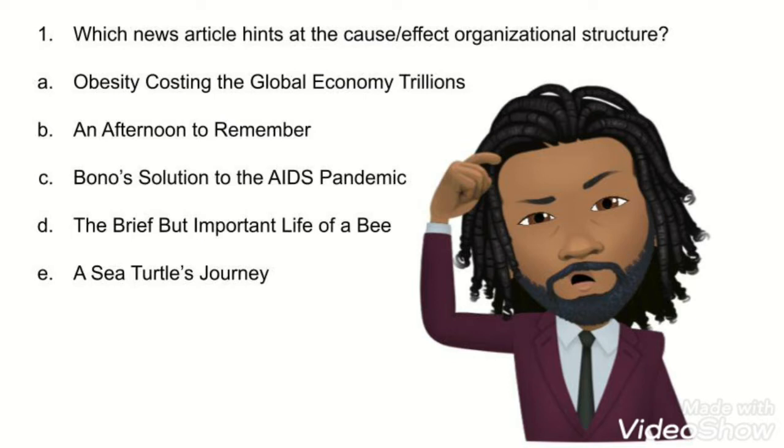And you would have to know that the cause of one thing affects the other, or because of this, this happened. Because this happened, this happened. So, which news article hints at the cause-effect organizational structure? Now, we're definitely going to try to find something that is incorrect for sure, so we can eliminate. We have 5 different answers up here, so there's a 20% chance of us getting it right, because there are 5 different choices.